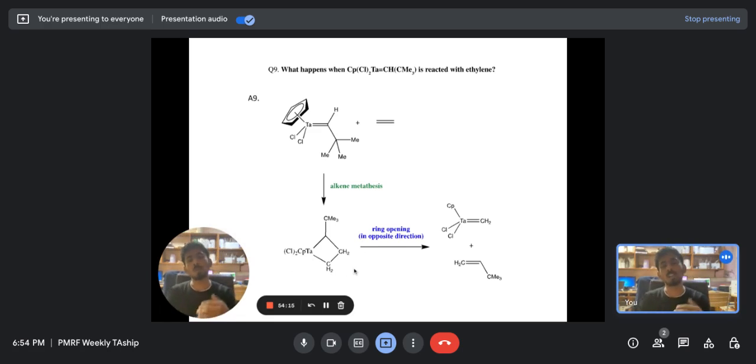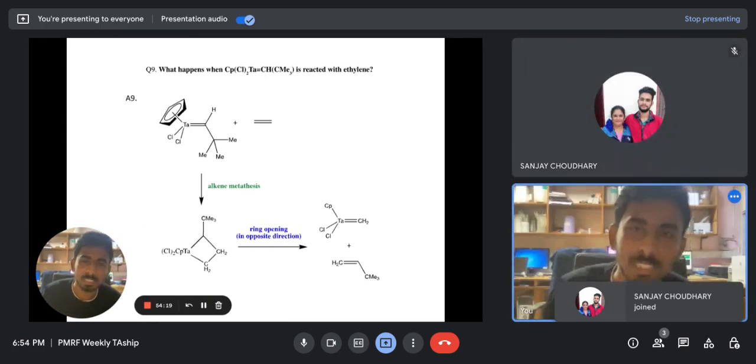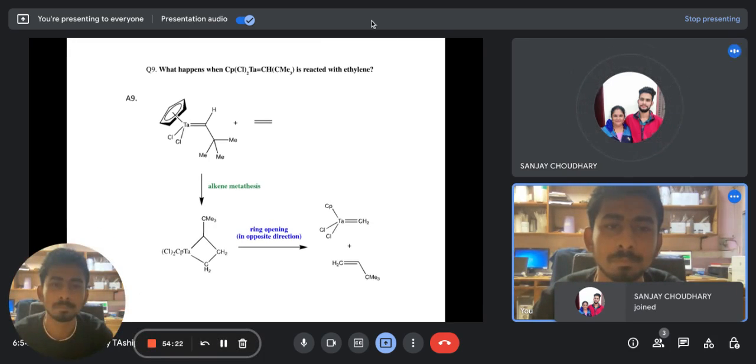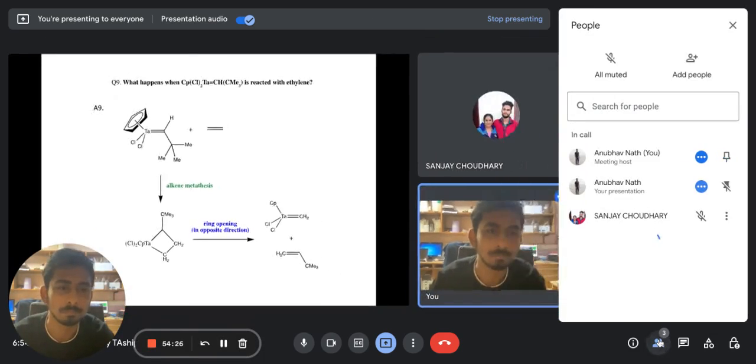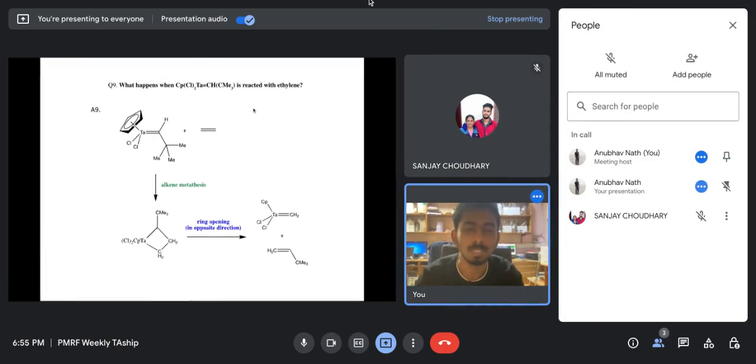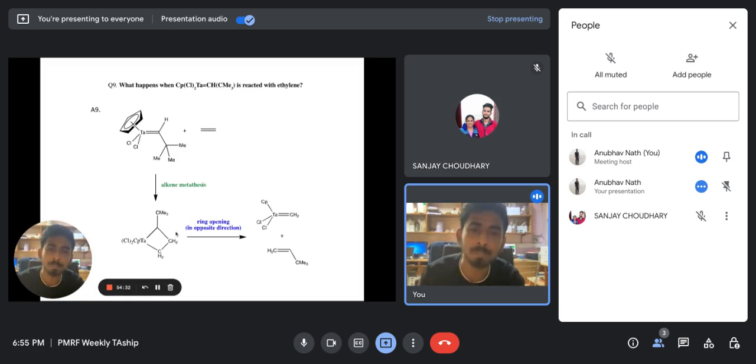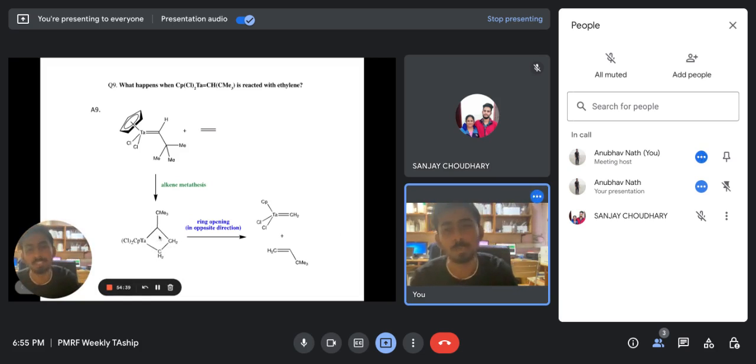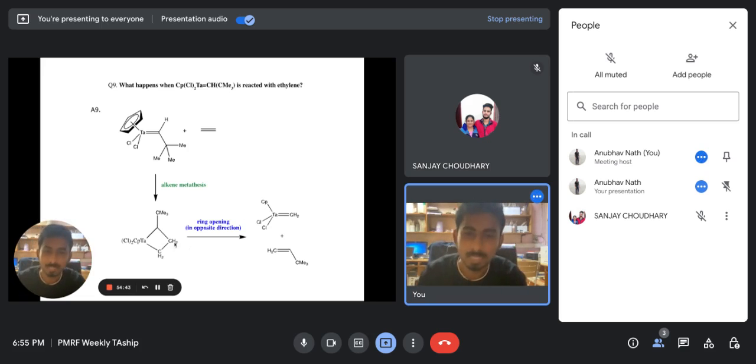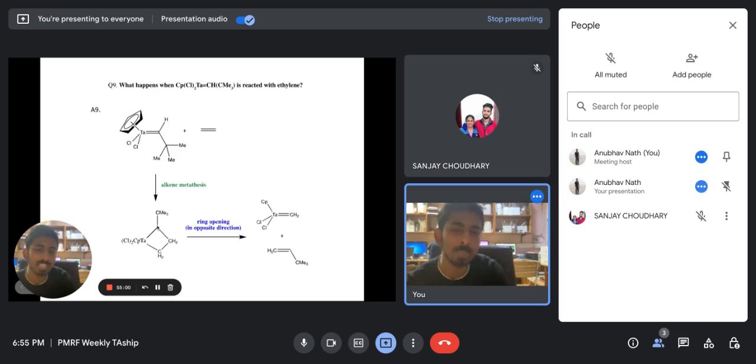Now just remember what happened in the case of the Tebbe reagent. When the tantalum-carbon-carbon-oxygen ring was there, the bond collapsed between the tantalum-oxygen bond, and the olefin was liberated. Here also in this case, the ring opening will proceed in the opposite direction, because here it was bound to this tantalum carbon CMe3. Now the ring will collapse in the opposite direction. So the CH2 CH2 double bond will be shifted towards this tantalum carbon, and the tantalum-carbon CMe3 substituted bond will now be transferred to this carbon-carbon bond.